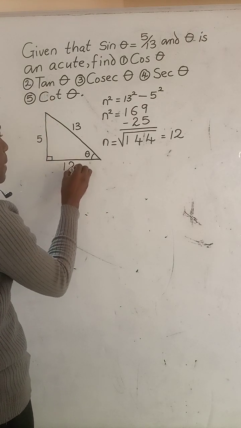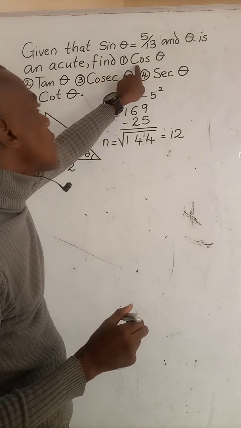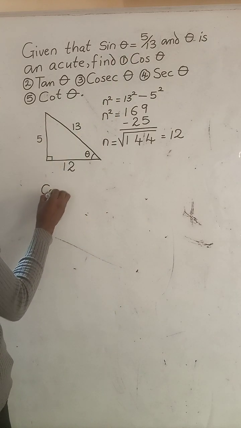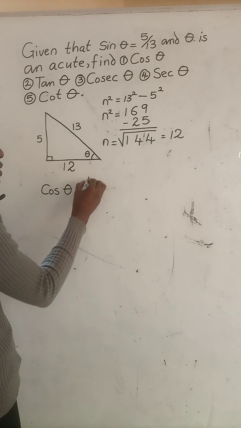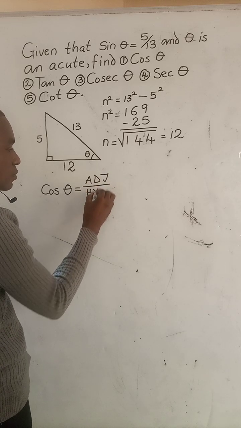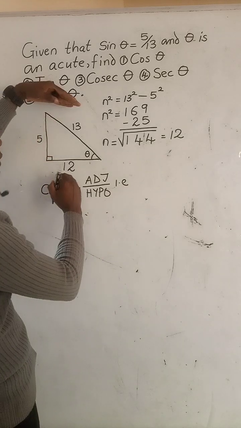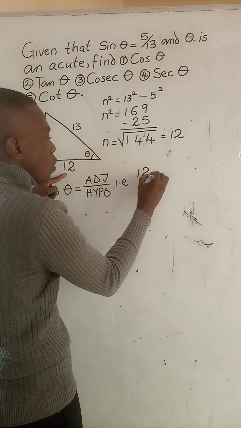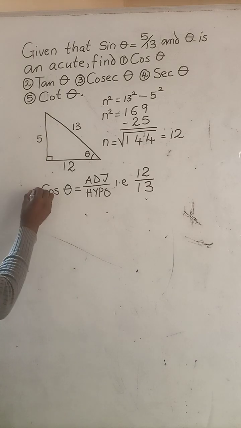meaning that the value of this side is 12. Now, let's go back to the question. In question number 1, we are asked to find the cosine of the angle theta that we have here, which is cos theta is equal to adjacent over hypotenuse. From this diagram, the adjacent is 12. So the answer to this question is 12 over 13. We now proceed to question number 2.